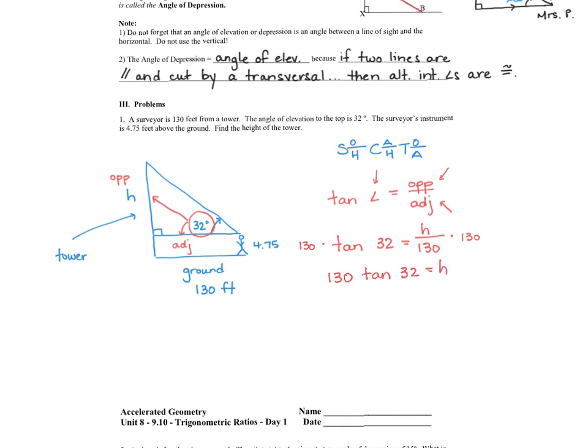And when you plug that into your calculator, you'll find out the height of the tower from the eyes of the surveyor to the top of the tower is 81.23 feet. But to find the actual height of the tower, we need to add in that additional 4.75 feet to find the entire height of the tower is 85.98 feet.